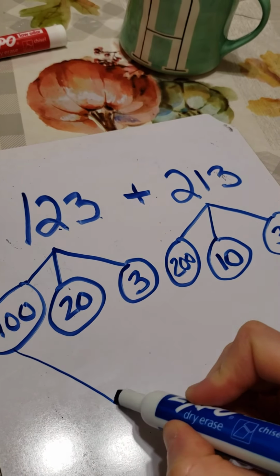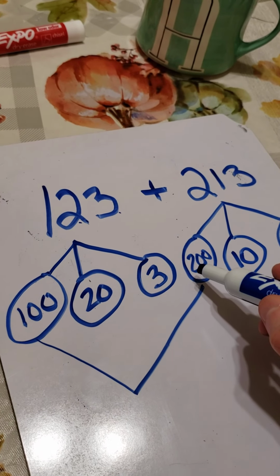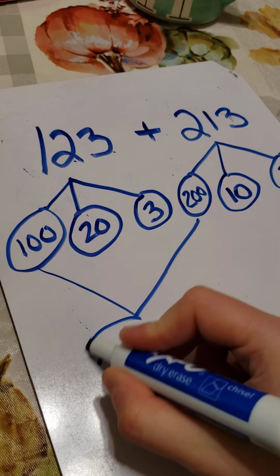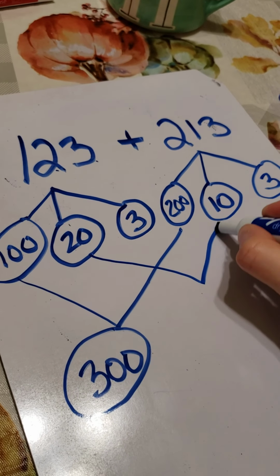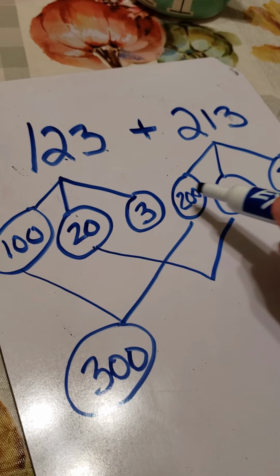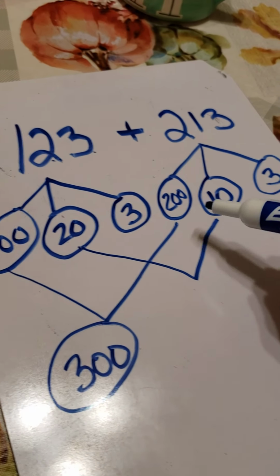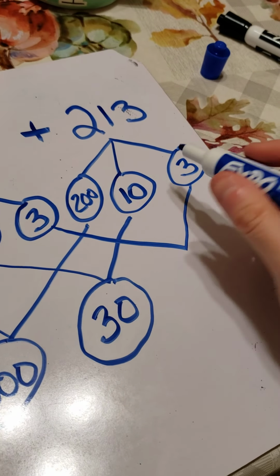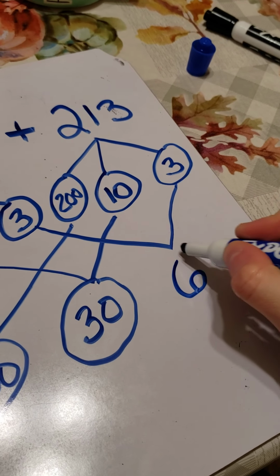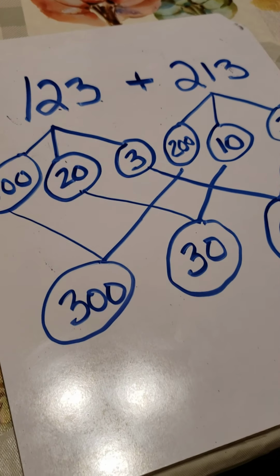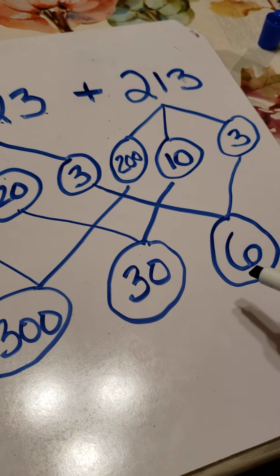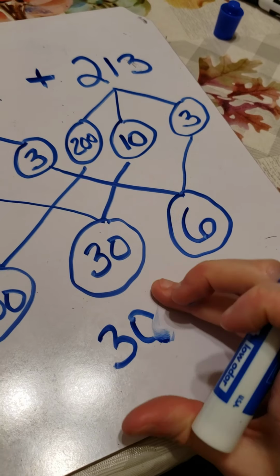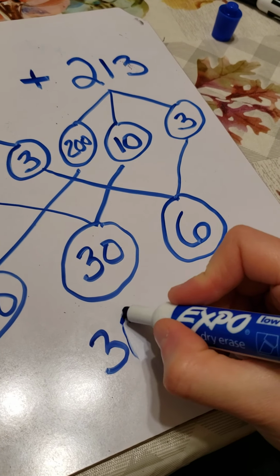First, I'm gonna add my hundreds together. 100 plus 200, so 1 plus 2 is 300s. Then I'm gonna add my 10s. 2 10s plus 1 10, 20 plus 10 more is 30. And last but not least, we have our 1s. 3 plus 3, well, that's gonna be 6. All right, so 300 plus 30 plus 6, my final answer. That is 336.